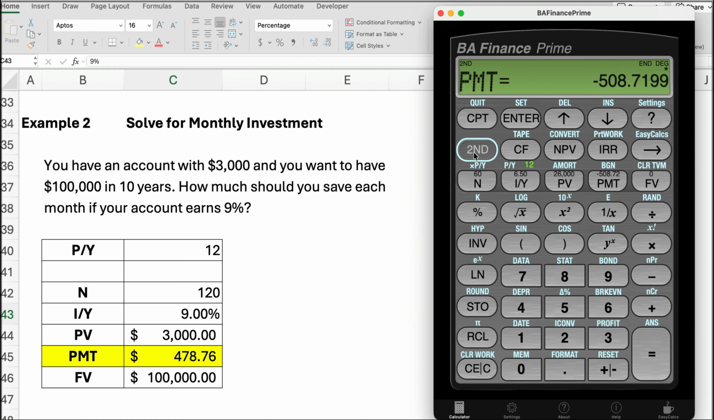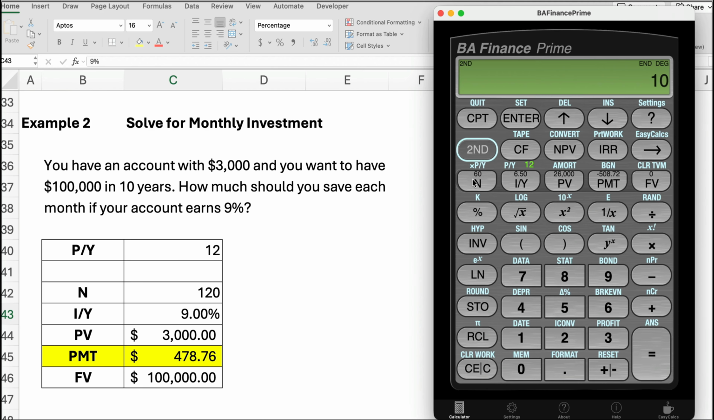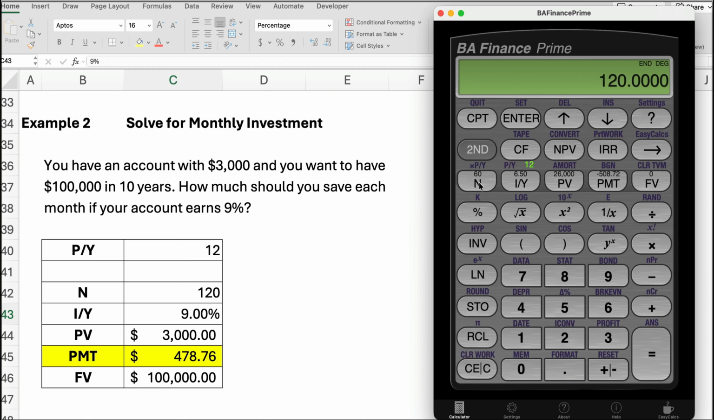The second periods per year should be 12. If it's not 12, we enter 12 and then enter and clear out of that menu. Now, the number of periods. On 10 years, it's easy to take 10 times 12 and get 120, but your calculator can do this. You can just enter 10 and then do second function, periods per year, or times the payments each year. So because periods per year is 12, it'll take 10 times 12 and equal 120.